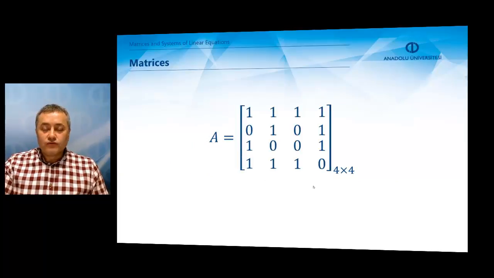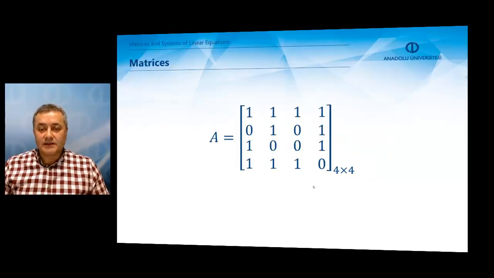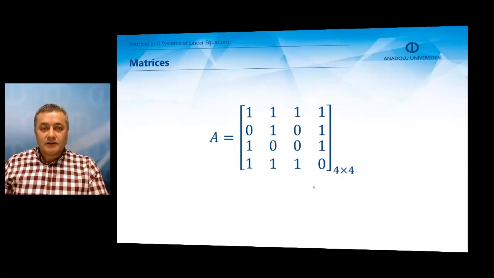So now if we remove all these lines, names and everything from this table, and if we only keep the numbers, we may denote this table as a rectangular array of objects. In this case numbers. So we have 1 1 1 1 0 1 0 1 1 0 0 1 and 1 1 1 0. Now we know what these numbers denote, right? So let's call this rectangular array of numbers A. This A will be called a matrix.